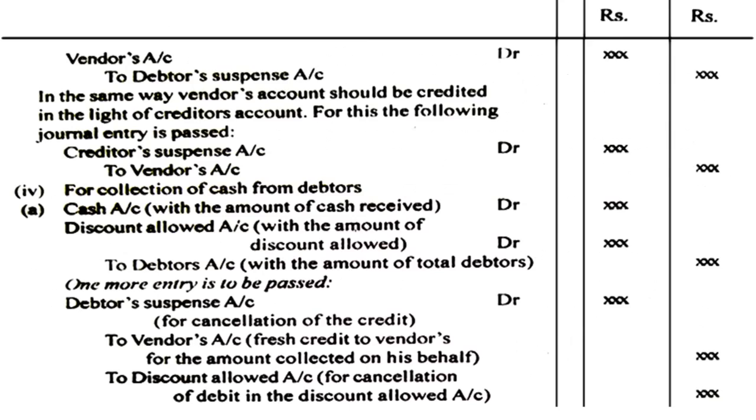In the same way, vendor's account should be credited in the light of creditors account. For this, the following journal is passed: creditors suspense account debit to vendor's account.